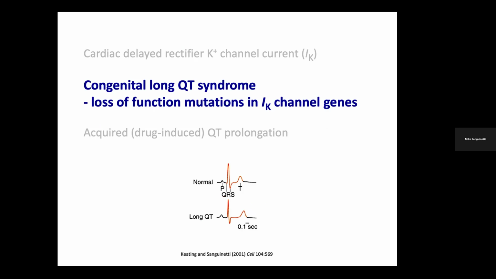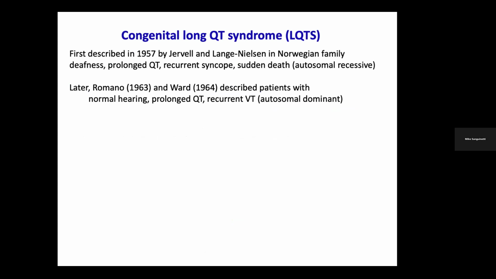So now I'm going to switch gears and talk about chapter 2, congenital long QT syndrome, and limit my discussion just to the loss of function mutations that occur in the genes that encode these two different channels. But first, a little bit of overview of what long QT syndrome is.